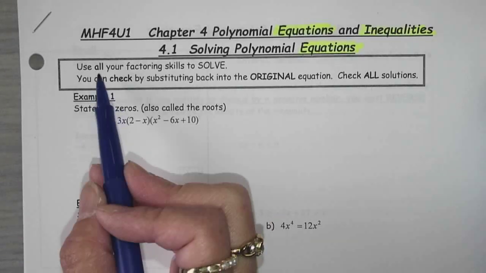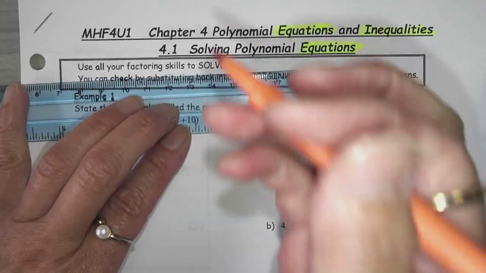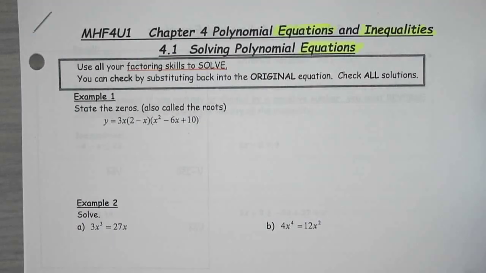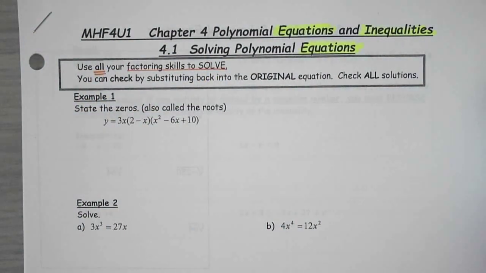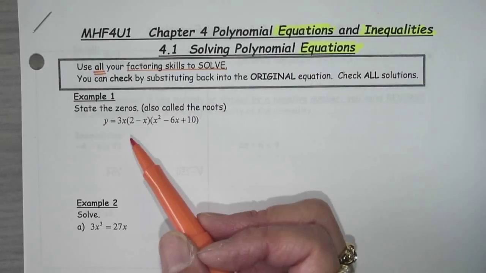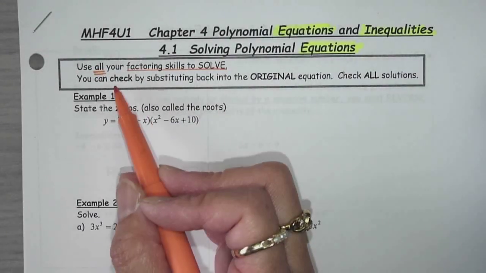We're going to use all of our factoring skills, everything we know from before, all of our factoring skills since grade 10, in order to factor and solve all of them. You can check by substituting. If I say x equals 2, and I substitute it back in, I should get that equals 0, right? So you should get the same answer. I'm saying you can check it.